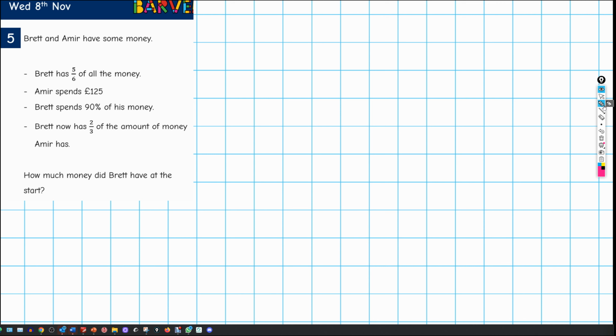Okay. And this is, as I said, really quite a nice, neat little one. So we start off, we're going to draw a bar for Brett. And we, of course, need to draw a bar for Amir. And let's see how big I'm going to make Brett's. Well, we're told that Brett has 5/6 of all of the money. So he's going to have 5 parts. I'm going to do them like that. So that's 1, 2, 3, 4, 5.